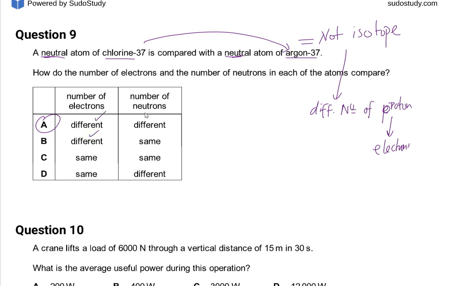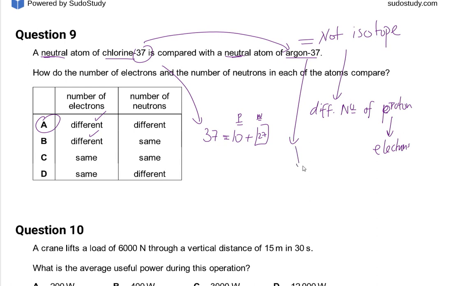Now, how about the neutrons this time? Let's take a look. The mass number is 37 for this one. Now let's say we don't know the number of protons for chlorine, so let's say it has 10 in it. So this is proton P. Now what must be the number of neutrons for this guy? The number of neutrons has to be 27. Fair enough. Now, how about argon?